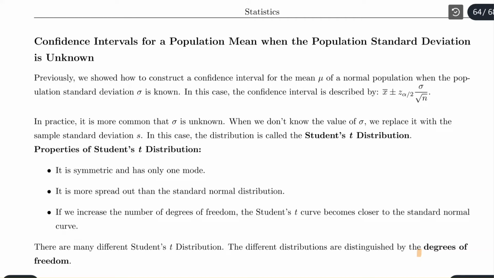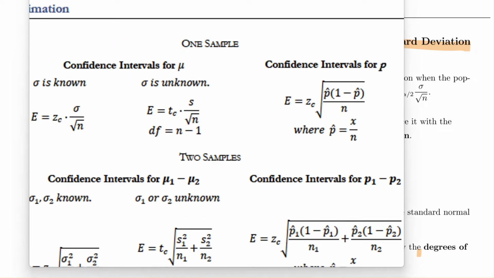In this video, we're going to discuss confidence intervals for the population mean when the population standard deviation is unknown. So the population standard deviation is not given in the problem. From the formula sheet, we're looking at the confidence interval for estimating the population mean when the population standard deviation is unknown. Right here. So we have to use this formula.